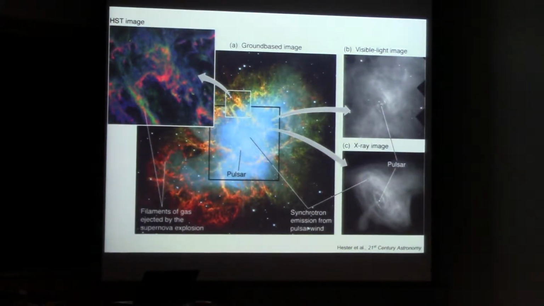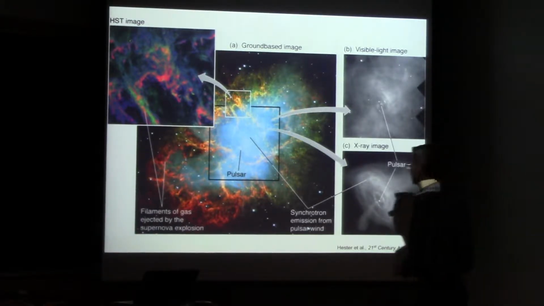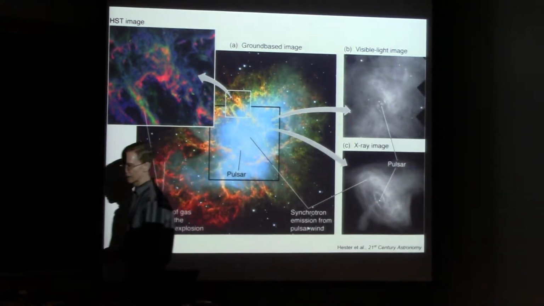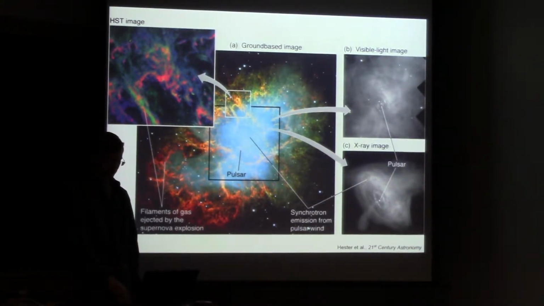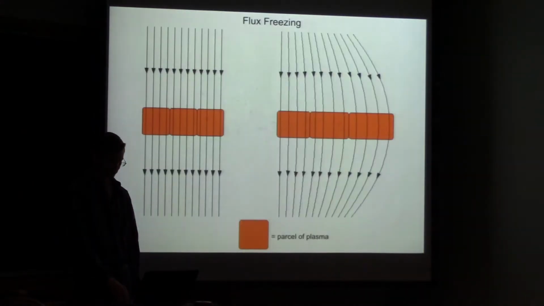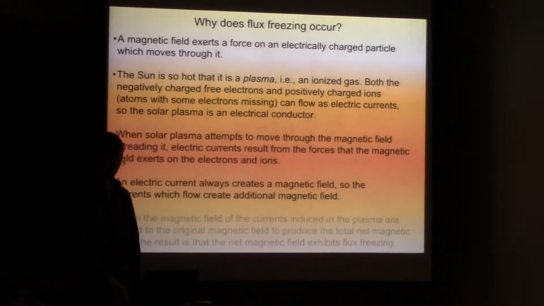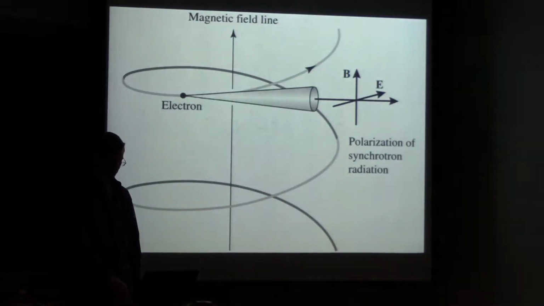Here's the promised blue glow that I was reminding you about from the Crab Nebula. There it is, right there, the synchrotron radiation coming from the nebula. Synchrotron radiation is polarized, and that allows us to use it to study the magnetic field. In other words, here's all the stuff about flux freezing.